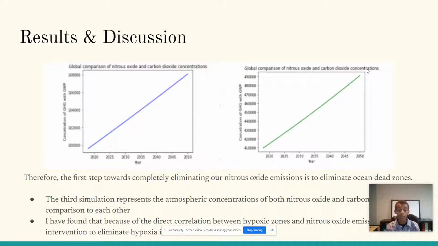The third simulation represents the atmospheric concentrations of both nitrous oxide and carbon dioxide in comparison to each other from 1990 to 2017. After running these three simulations, I have found that because of the direct correlation between hypoxic zones and nitrous oxide emissions, an intervention to eliminate hypoxia is needed.